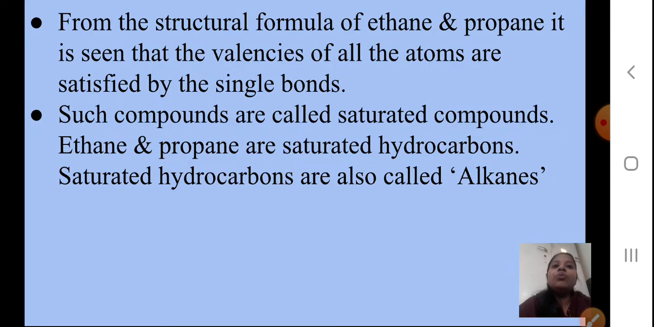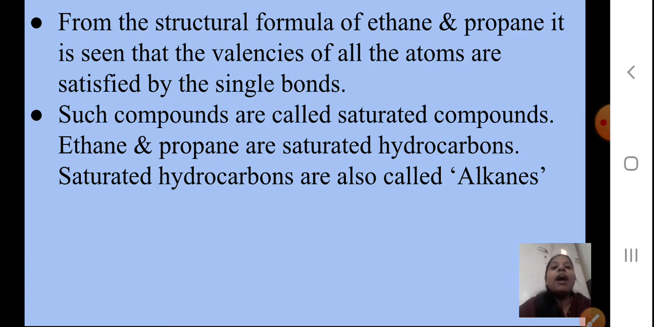Now we will continue. From the structural formula of ethane and propane, it is seen that the valencies of all the atoms are satisfied by single bonds. Everywhere you have seen single bonds. Such compounds are called saturated compounds. Where you see single bonds, such compounds are what, students? They are saturated compounds. Ethane and propane are saturated hydrocarbons. Saturated hydrocarbons we also call alkanes.